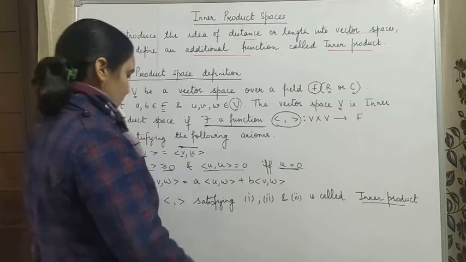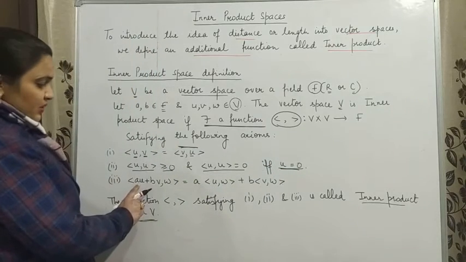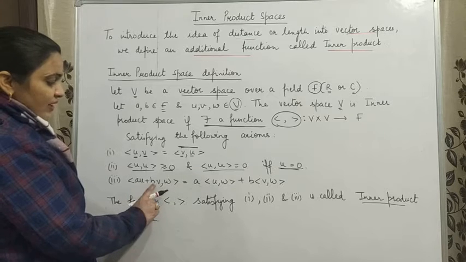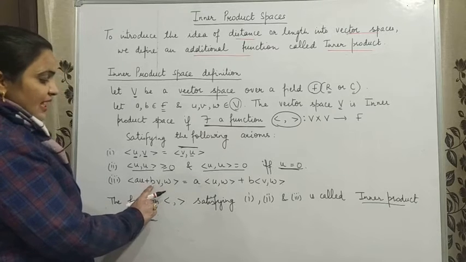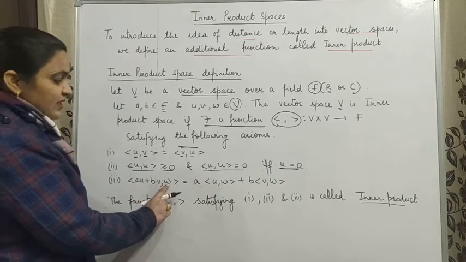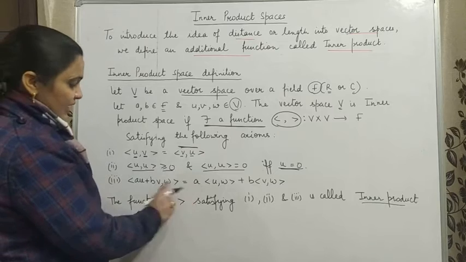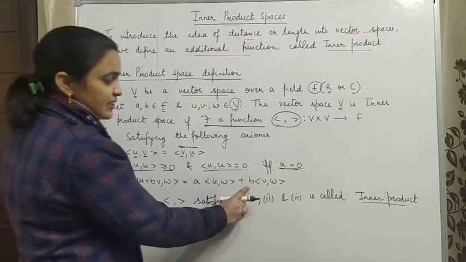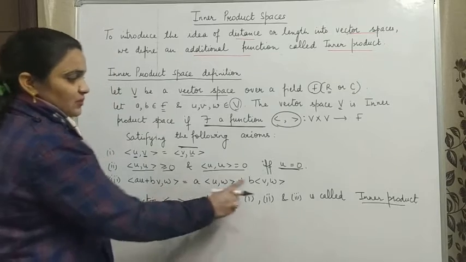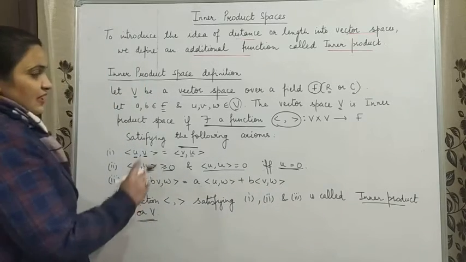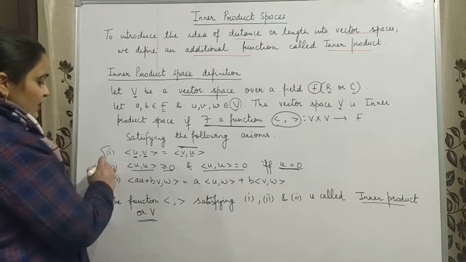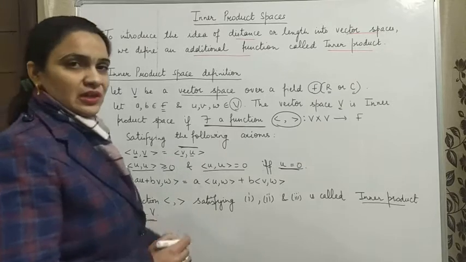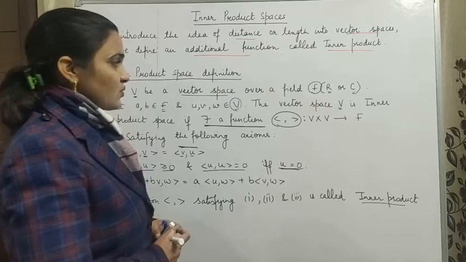Next is the inner product of A U plus B times V, where U and V are vectors and A, B are scalars belonging to the field, with W is equal to A times inner product of U with W plus B times inner product of V with W. So if the function satisfies all these three axioms, then this function is called inner product on वेक्टर स्पेस V.